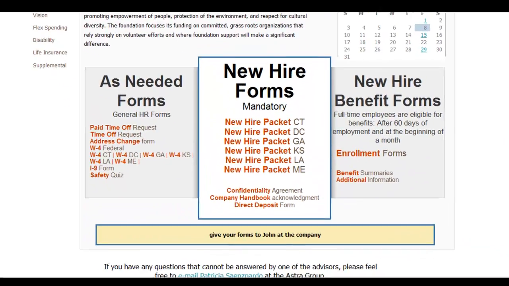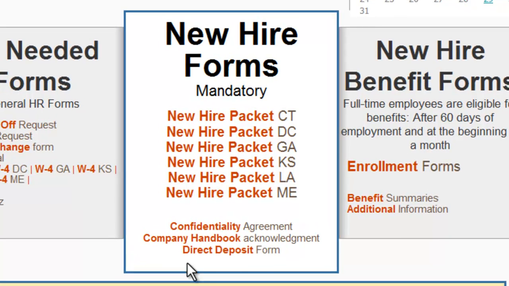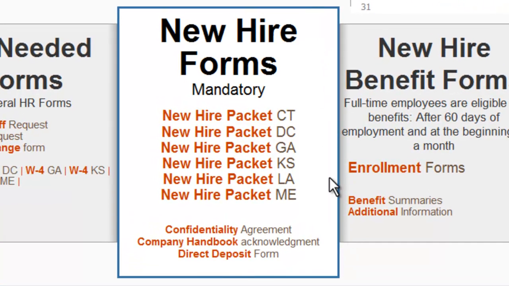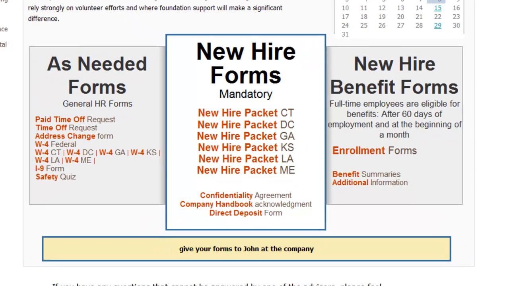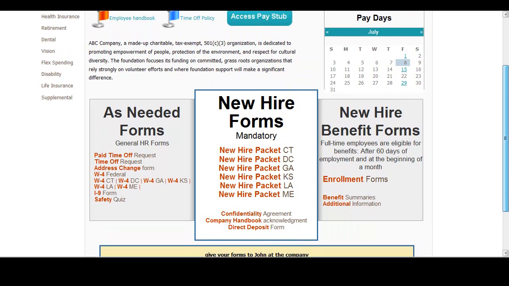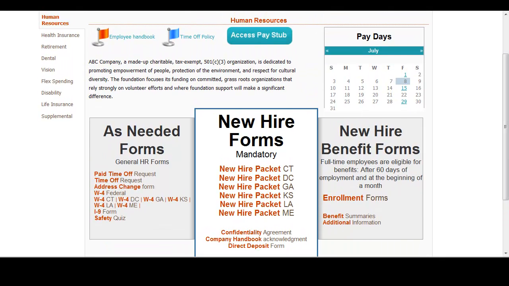The second key element of this system is for new hires. As you can see by the box in the middle of the screen, this particular company has employees in 6 states. Each state requires different forms and paperwork. When an employee would download any one of these packets, they'd have the 9-page document they need to complete for employment. This particular company also utilizes our standard confidentiality agreement. So those are 2 of the key components: the employee handbook, the new hire forms.